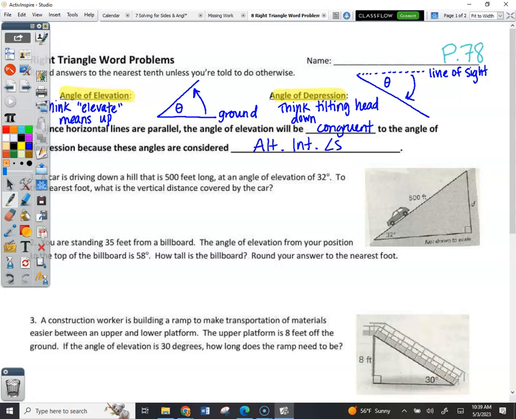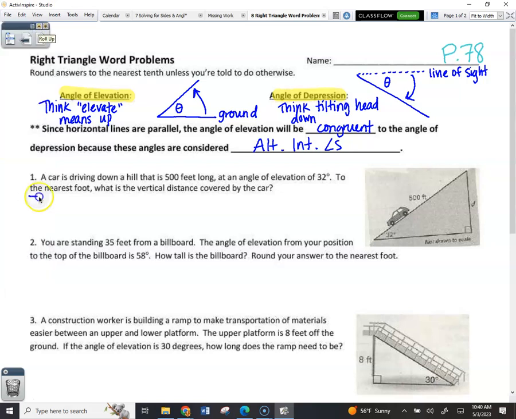All right, now let's dive into the word problems. Number 1, a car is driving down a hill that's 500 feet long at an angle of elevation of 32 degrees. To the nearest foot, I need you to underline this and make a note. When they say go to the nearest foot, mile, centimeter, kilometer, inch, angle, whatever, they're talking about a whole number. They're saying go to the nearest whole number. That's their sneaky way of saying how to round. All right, let me read the question. To the nearest foot, what is the vertical distance covered by the car? You staying with me, everybody?